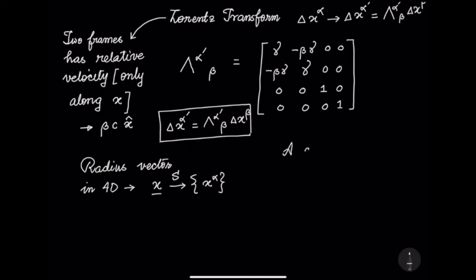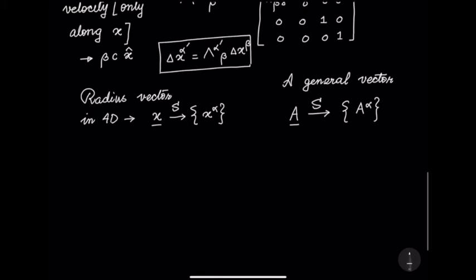So a general vector, any general vector, will also have 4 components. If I call that general vector A, and I write it in a reference frame, this is the reference frame we are talking about. This will have 4 components, A alpha, and the set of these 4 components defines the vector in that reference frame. How will the components transform? So what will be the transformation rule?